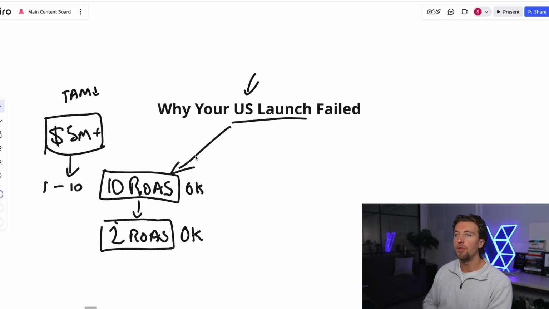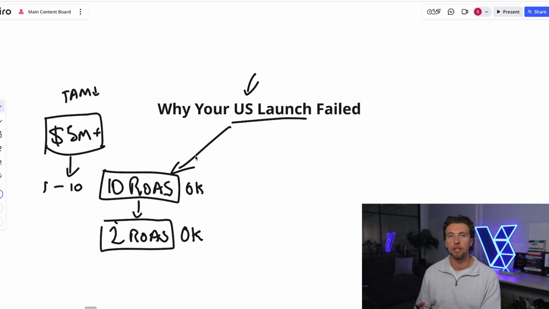A really good way to stress test this, okay, you might be thinking about, okay, I'm about to launch into the US in Q2 2026.